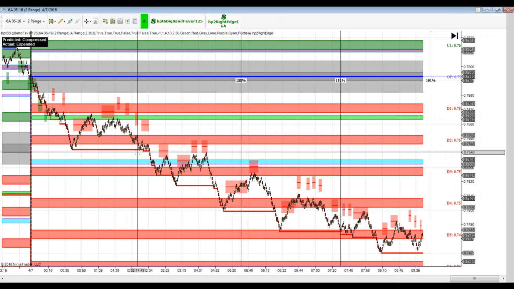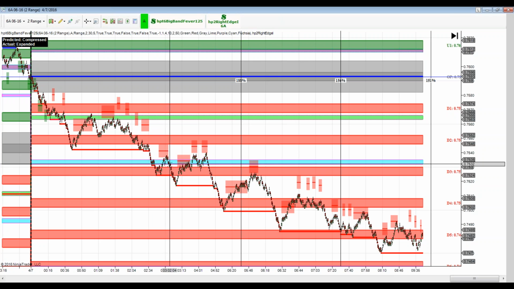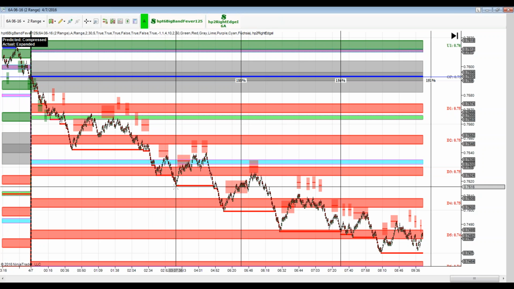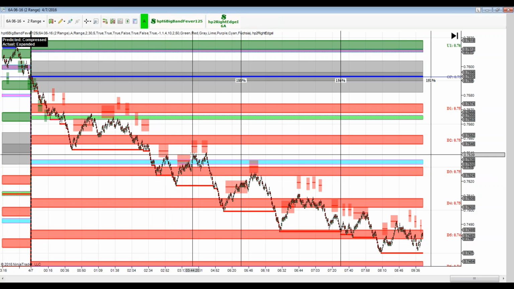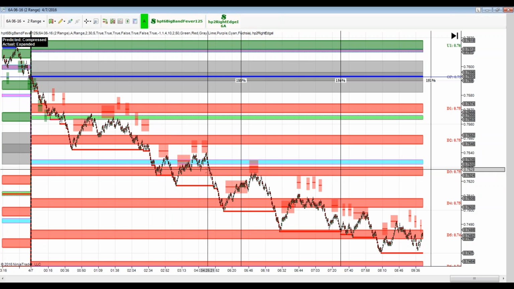Had a new low here, came back up into the right edge box, failed for a nice trade. Made a new low again, came into the right edge box. That would have been your entry. This could have been your stop right here. It got taken out. Second bite out of the apple, back in the trade.